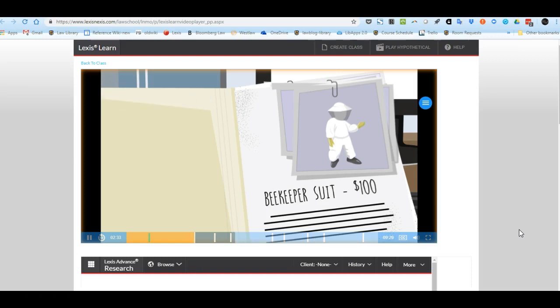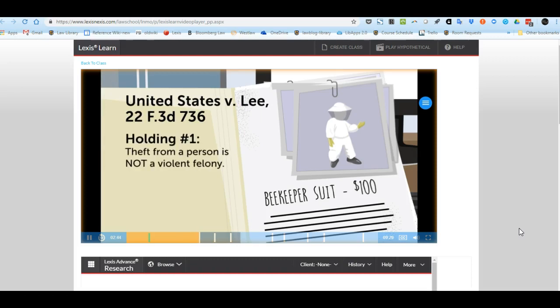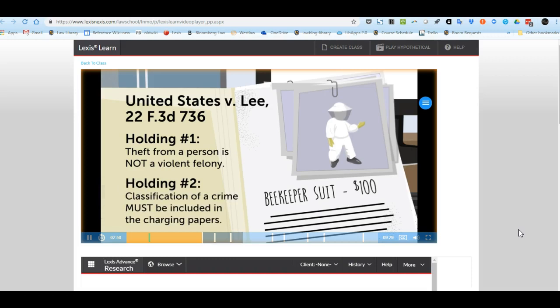The district attorney was not aware of any such ruling in the Second Circuit. He referred you to a case from the Seventh Circuit he is familiar with on this topic, United States v. Lee. He wants you to use this case to find a similar ruling in the Second Circuit. Lee's two principal holdings say that theft from a person is not a violent felony and that the classification of a crime must be included in the charging papers.